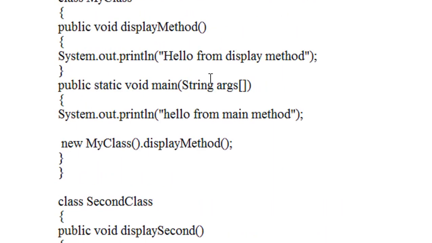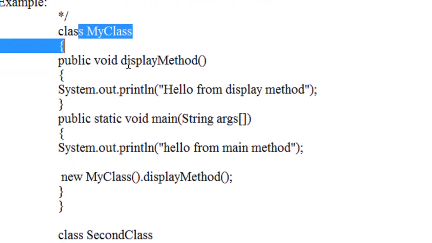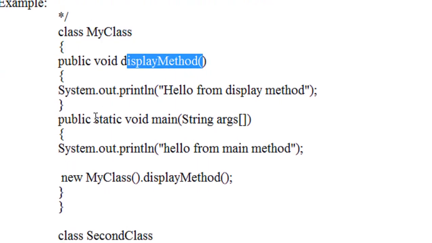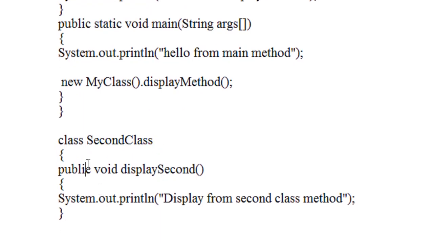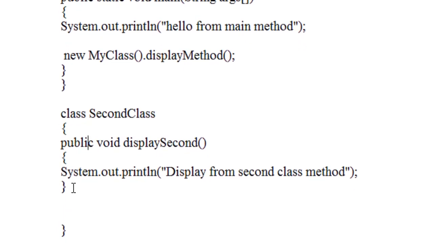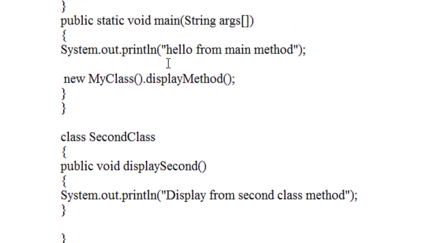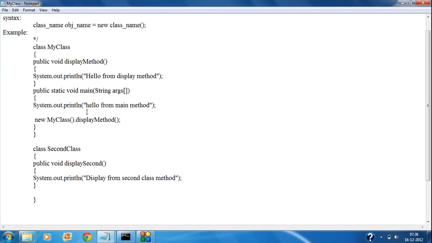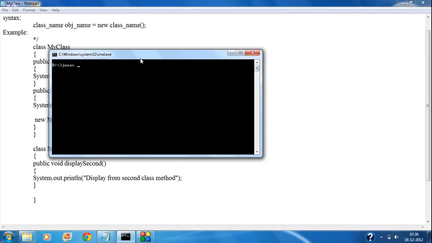Okay, now you can see in our program there are two classes. There is the public class my class, containing a method and also the main method. Now there is another class called second class, and that will contain a method called display second, and it also prints a message on the output screen. Now I just save this program and compile it again: javac, file name is my class.java.